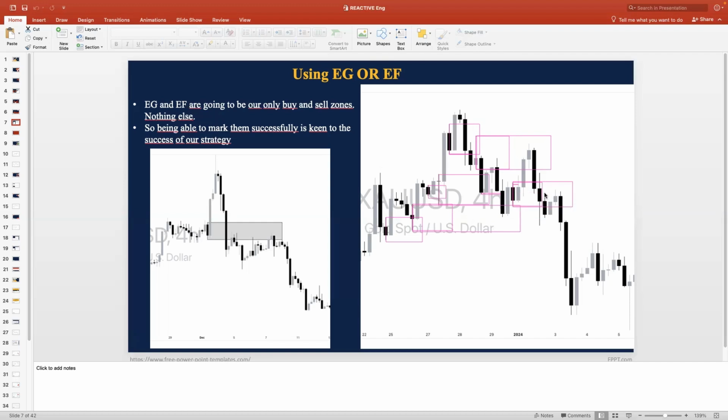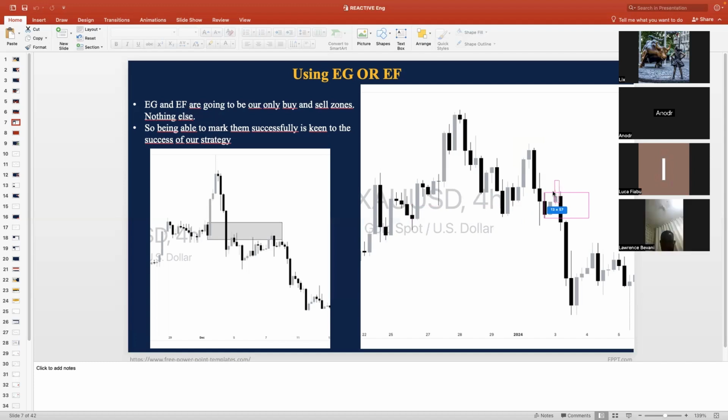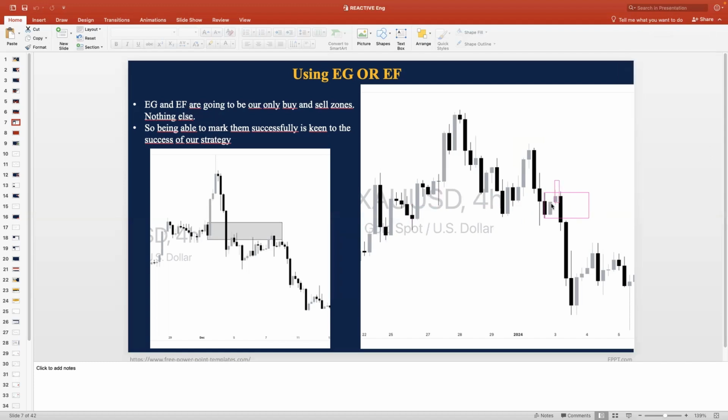Now, is this one an engulfing field? I want yes or no in the comments. Not that one, I'm talking about this bearish candle. If it was supposed to be an engulfing field, then this candle should have closed above this. It should have engulfed it.